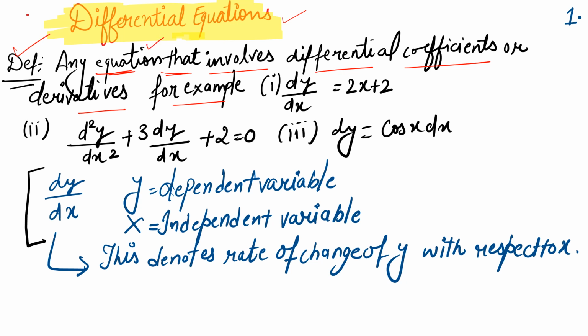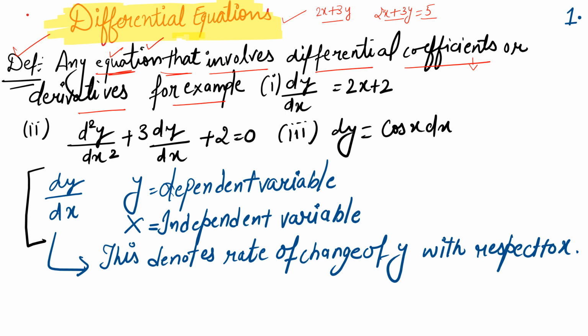Any equation. What is equation? Do you have some knowledge about what is equation and what is polynomial? What is the difference between a polynomial and an equation? Polynomial, for example, 2x plus 3y. This is called a polynomial. What is equation? 2x plus 3y is equal to 5. When there is left hand side and right hand side, that is called an equation. So any equation that involves differential coefficients, meaning derivatives, that is called a differential equation.